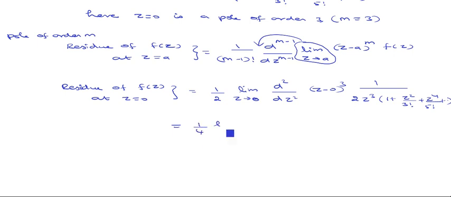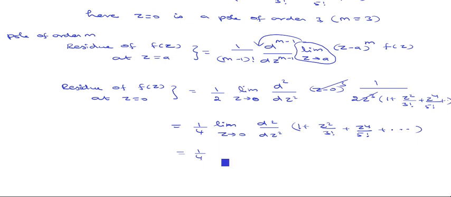So 1 by 4, limit z tends to 0, d square by dz square. So this and this we will cancel. So we have 1 plus z square by 3 factorial plus z power 4 by 5 factorial plus etc. So this is equal to 1 by 4, limit z tends to 0. So you have to differentiate this twice. So this will become minus 1.